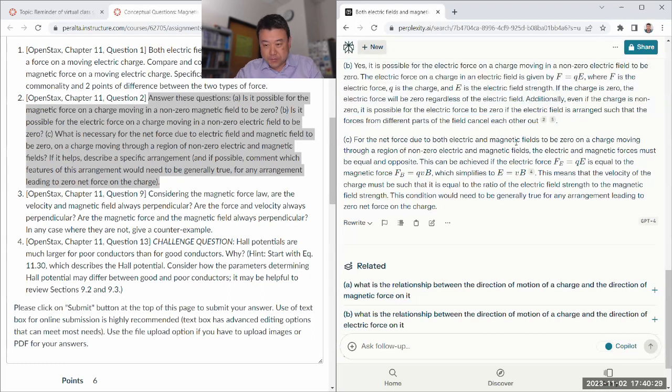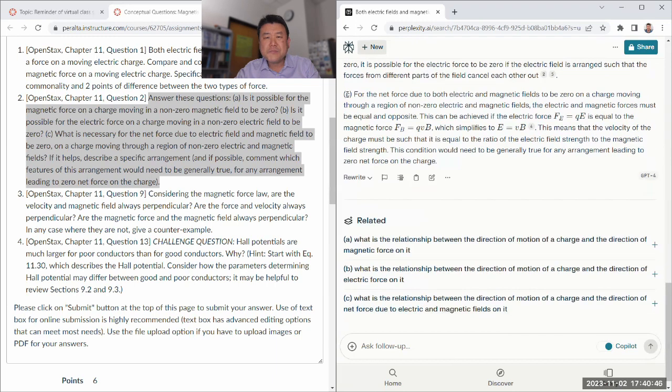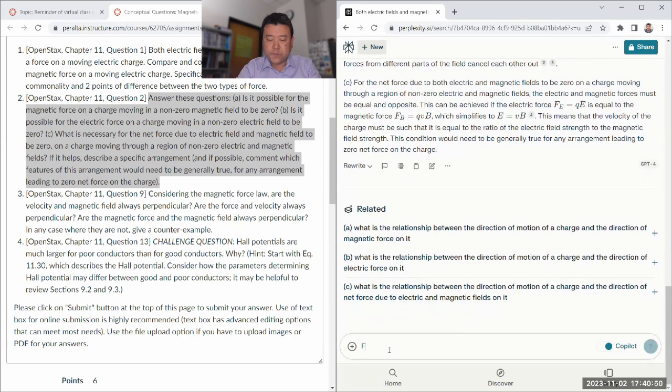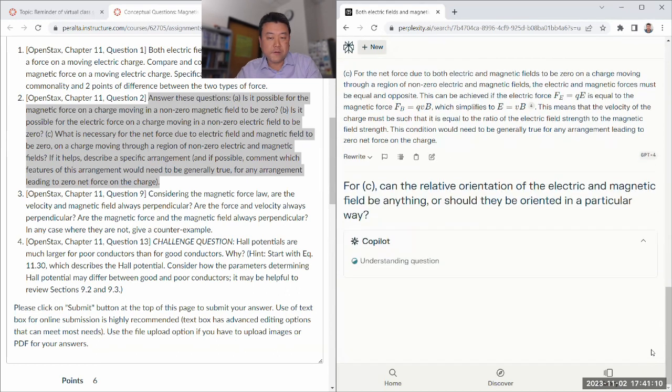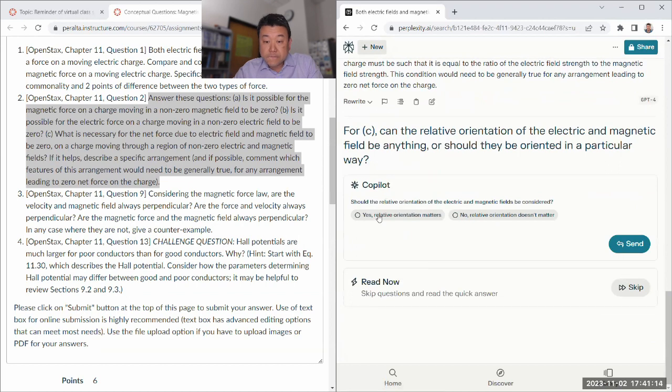Okay, for the net force to be zero, the electric field must be equal and opposite. Sure, I just hate that phrase, equal and opposite. The electric force is equal to the magnetic force, right? Then the velocity. But it didn't mention the setup. So for part C, can the orientation of the electric and magnetic field be anything, or should they be oriented in a particular way? I wanted to bring up the crossed field arrangement. Skip.